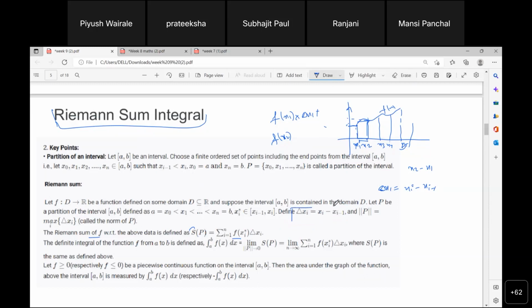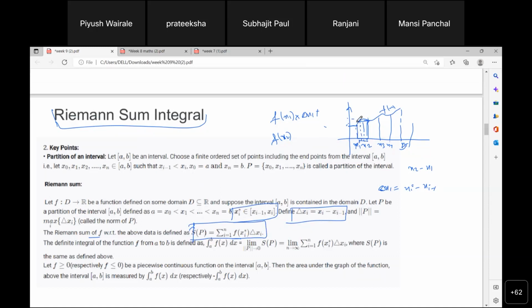So del of xi will be xi minus xi minus 1, and xi star will belong to the interval xi minus 1 to xi. So I can take any point, right? I can take this one also, or this one also. It can be from x1 to x2, or x2 to x1, anything. So this is the expression for the Riemann sum integral.